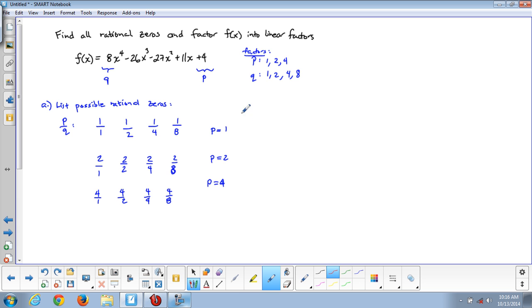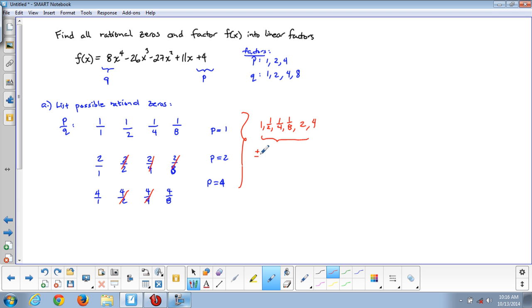Okay, we know we have our whole numbers. 1, we have the 1/2, the 1/4, the 1/8, and then we've got our 2. The 1 already repeated itself over here. This is going to be 1/2, which is over here. This is going to be 1/4, which is over here. Then we have our 4, which has not showed up. 4 over 2 is the same thing as 2. 4 over 4 is the same thing as 1. 4 over 8 is the same thing as 1/2. So here we have our possible zeros.